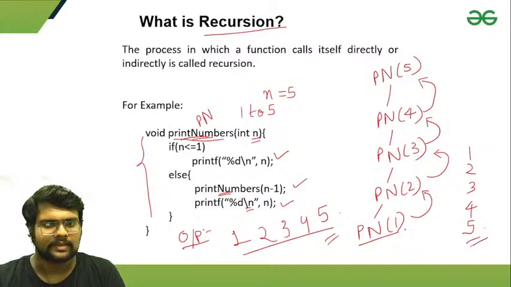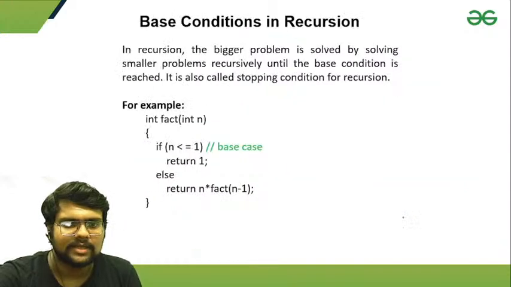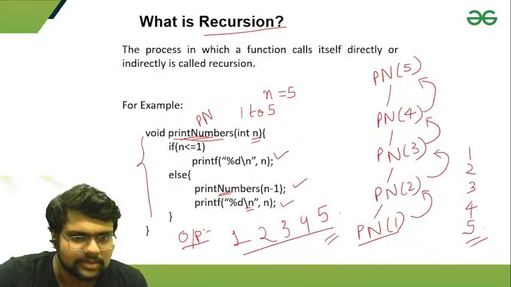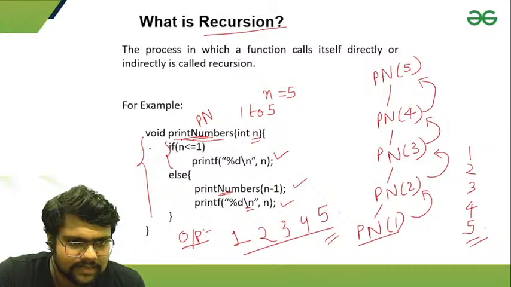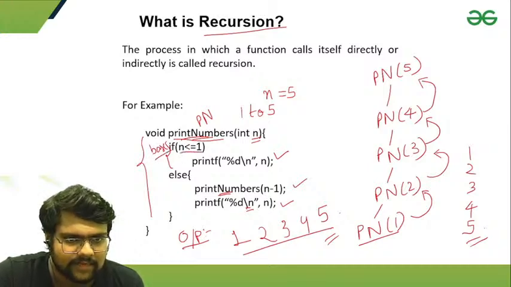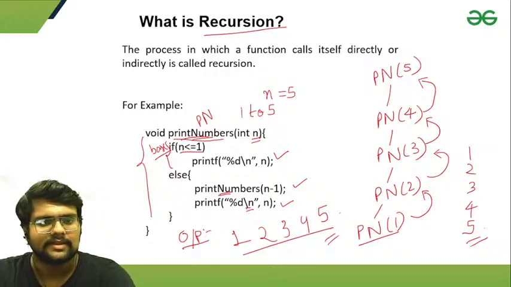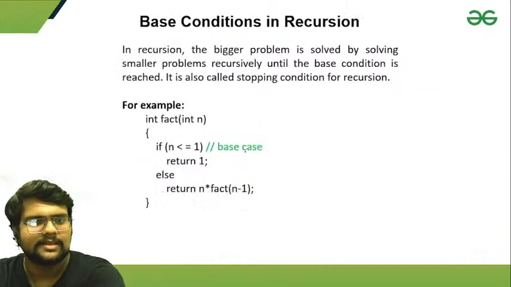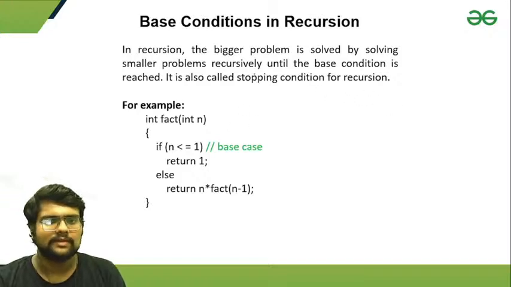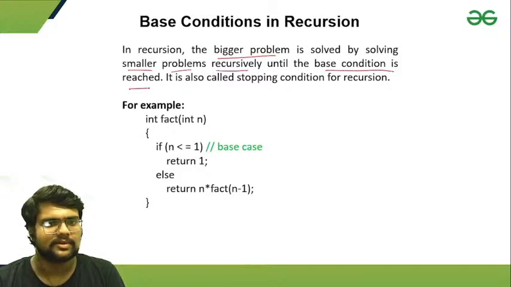Let me show you the base condition that we have mentioned here. In this example, we are checking if n is less than or equal to 1. If so, we just print and we do not call the function again. So this is our base condition. Let's explore the base condition more. When we are solving a bigger problem, we try to solve it using a smaller problem recursively until some base condition is reached. The base condition is also called a stopping condition for recursion.